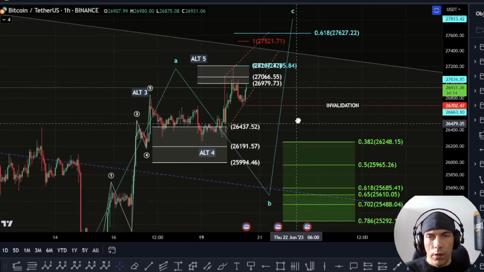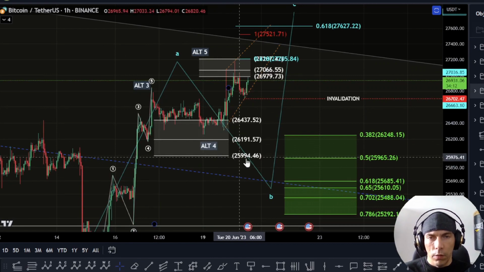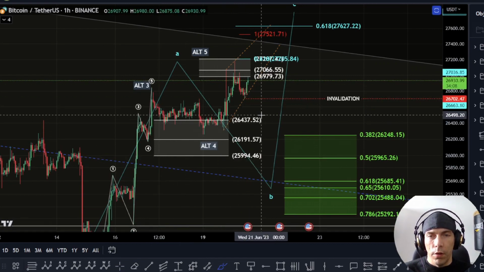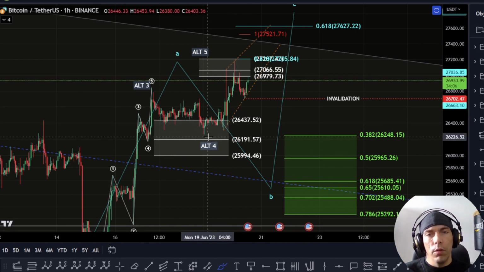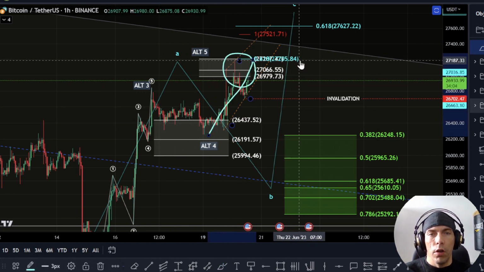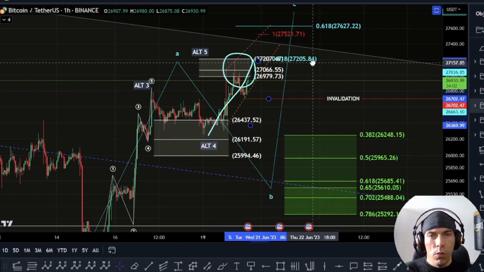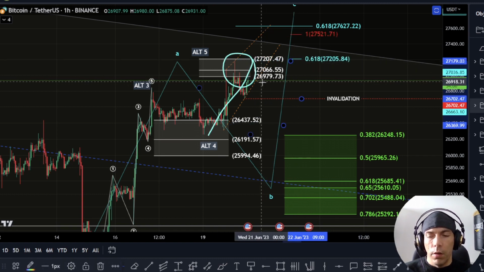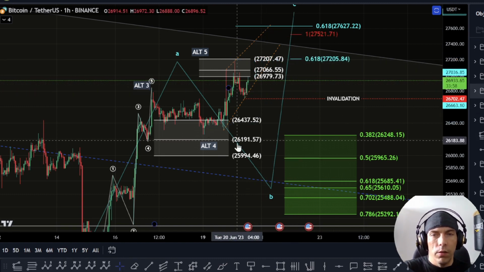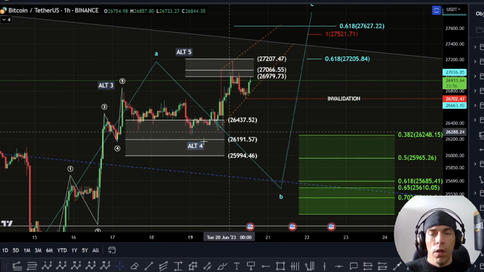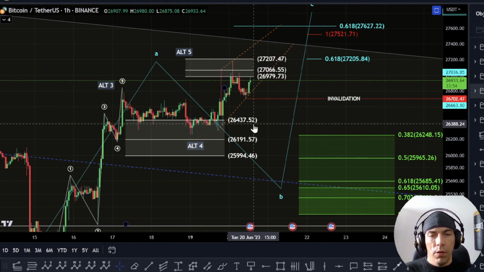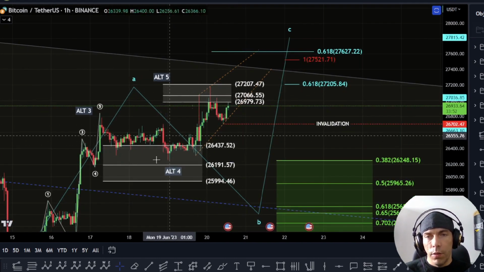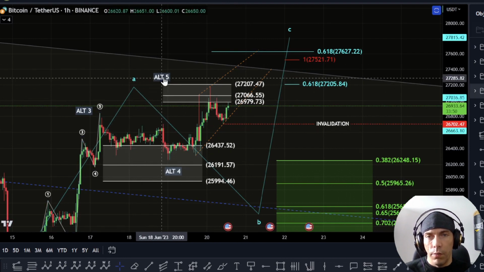Alternatively, we also discussed the idea that for as long as we held this 25,994, and that we had actually already come down to the minimum requirement, what we could actually be looking for is a push up into this target box area here. So we did move up into this zone, and now what I want to see is how this actually continues to play out. Now, it is possible within here that we could be forming a diagonal pattern to complete this as an ending diagonal as a 5th wave.